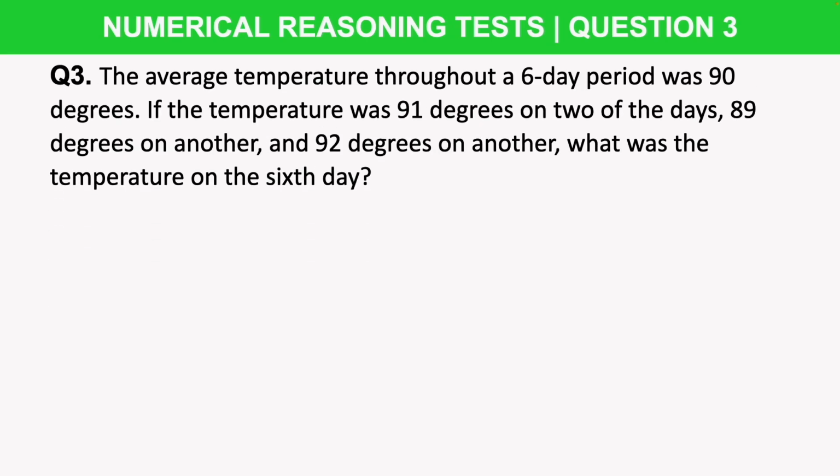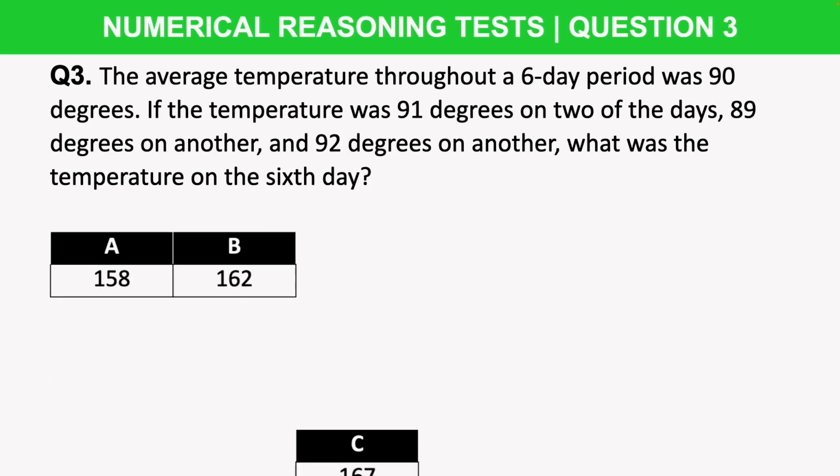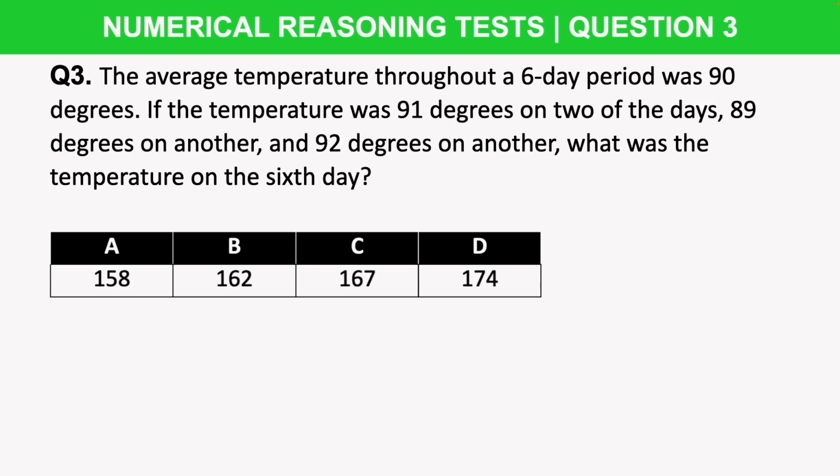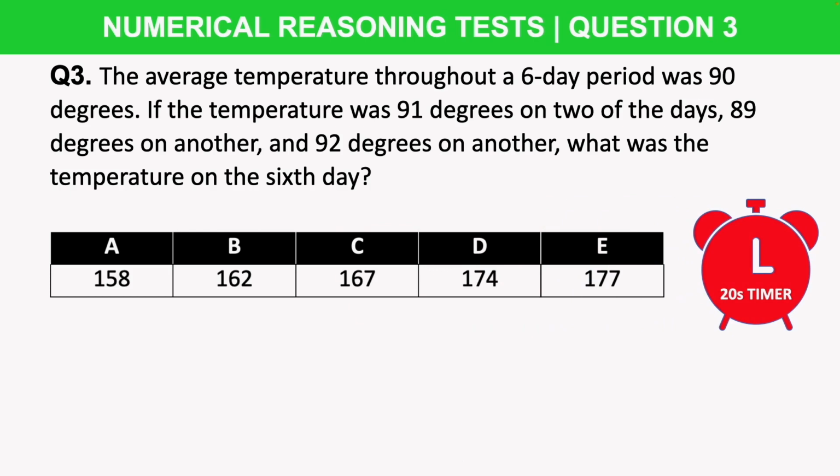So question 3 is this. The average temperature throughout a 6-day period was 90 degrees. If the temperature was 91 degrees on 2 of the days, 89 degrees on another, and 92 degrees on another, what was the temperature on the 6th day? Is it A, 158, B, 162, C, 167, D, 174, or E, 177? You have 20 seconds on the timer starting now.